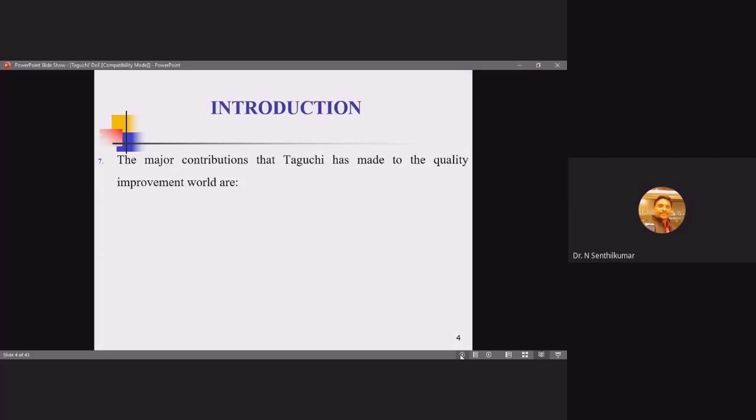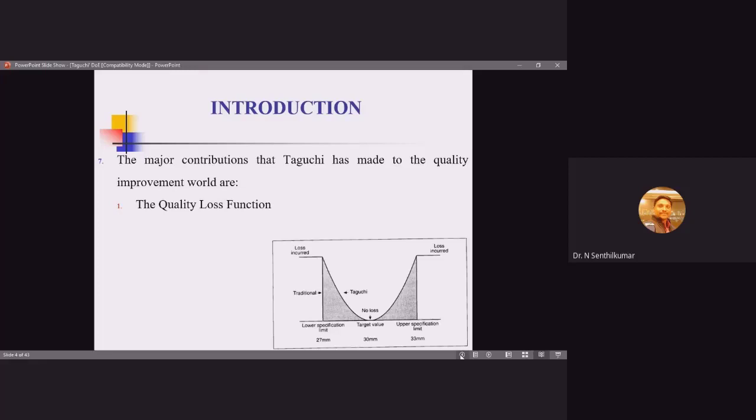So the major contribution that Taguchi has made towards this engineering field is the quality loss function, that we have seen. So this is what we are speaking about, the Taguchi. When quality is inbuilt, there is no loss to the company. Here we will have a lower control limit and an upper control limit, and within those limits there is no loss to the company. That can also be called a Six Sigma concept or whatever it may be. It can be expanded, but generally it is called the quality loss function.